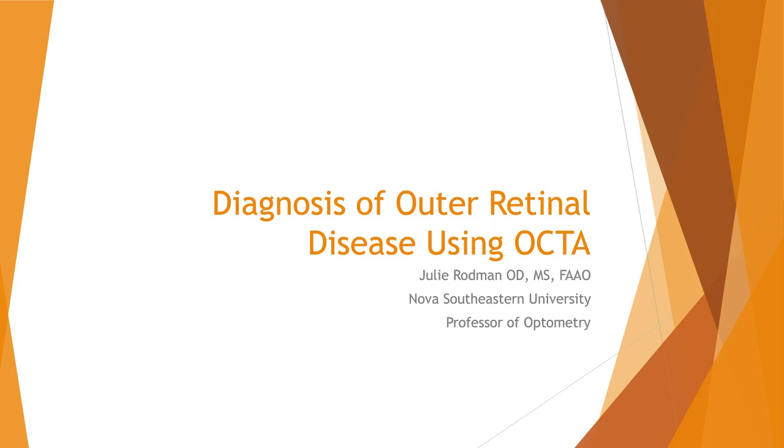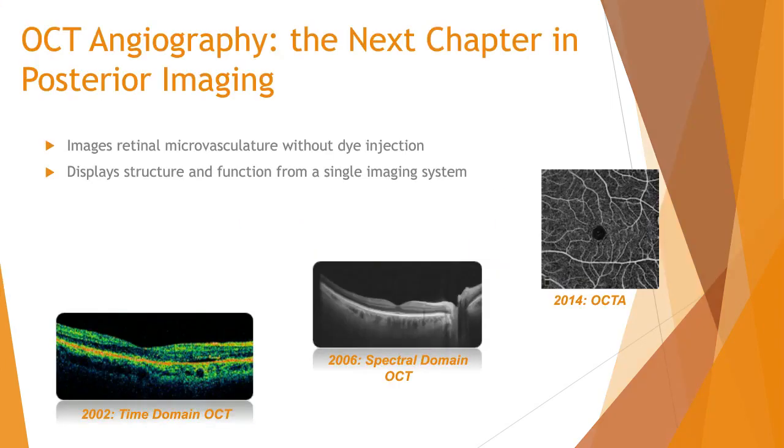So really, to begin any lecture on angiography, I like to give a little bit of a history of where we've been with OCT and where we're headed. In the early 2000s, time domain OCT was introduced, and this was really huge for optometrists because for the first time, we were able to visualize structural abnormalities non-invasively. But when you look at the image on the bottom left, you can see that there's a lot of pixelation and obscurity to the image, and it was really difficult to tell if there was artifact or if we were actually seeing a true abnormality.